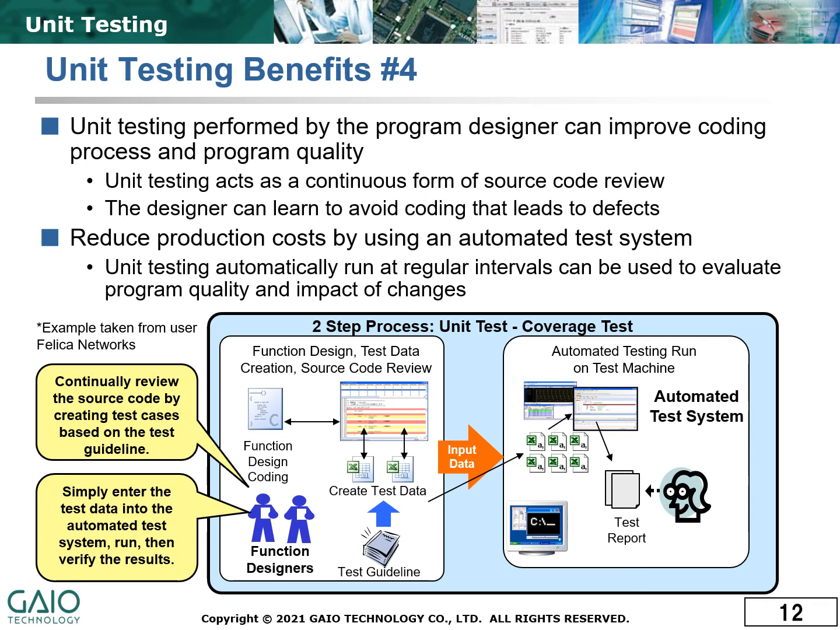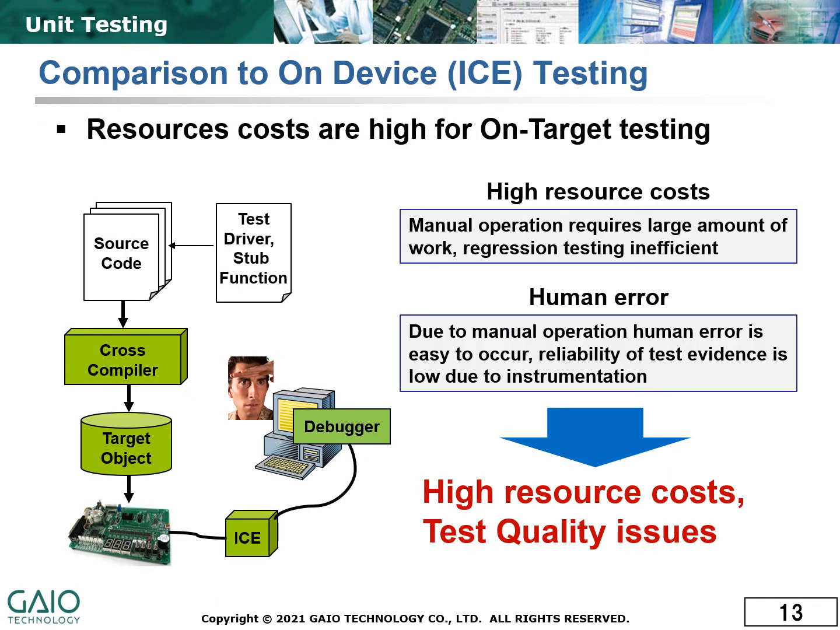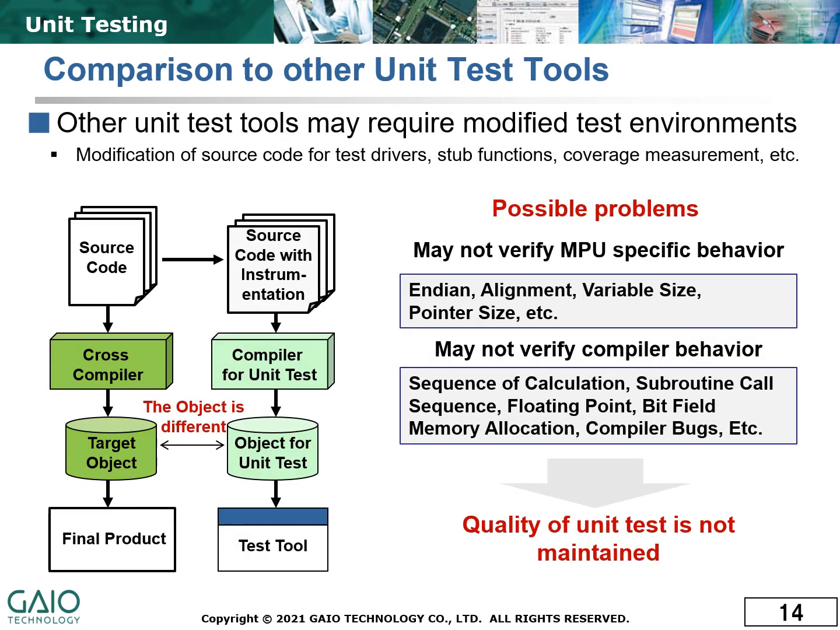The automation of unit testing allows for a reduction in testing workload and allows testing to be performed repeatedly if modifications are made. This testing can of course be concentrated on the functions that have been modified, thereby reducing the workload even further. Compared to GAIO Technology's tools for unit testing, on-device testing is complicated and labor-intensive and opens up the possibility for the introduction of human errors, which can affect test quality. Other test tools may require modifications to the source code to enable the tests, which also leads to the possibility of errors being introduced. The quality of the simulator used also may lead to problems with correctly reproducing the operation of the processor.